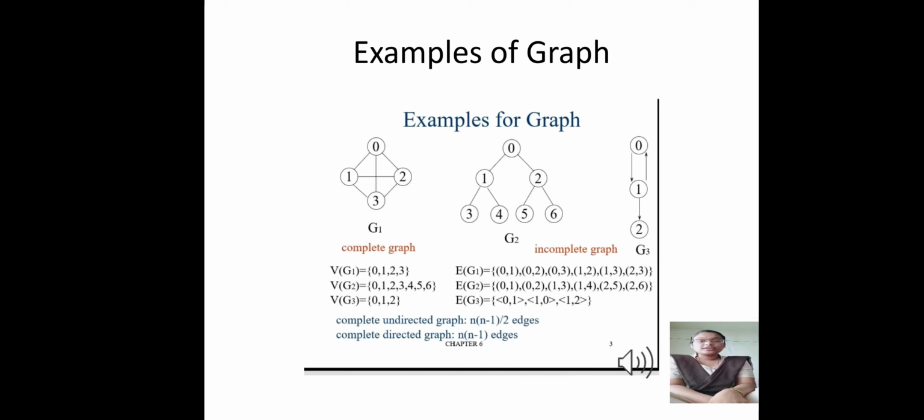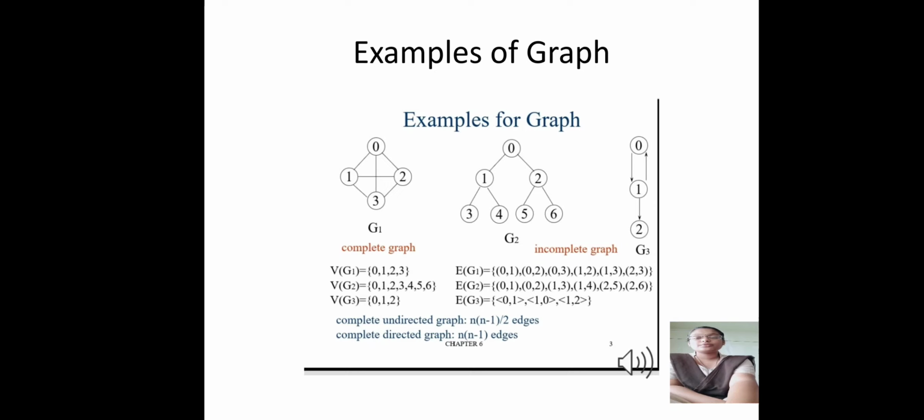Now we'll see the examples of graphs. In the previous slides, we came across complete and incomplete graphs, and directed and undirected graphs. Now let us look at each of the examples. In the graph G1, the number of vertices is 4, which are 0, 1, 2 and 3. Here the edges are 0-1, 0-2, 0-3, 1-2, 1-3, 2-3. The number of vertices is 4, and it is an undirected graph.